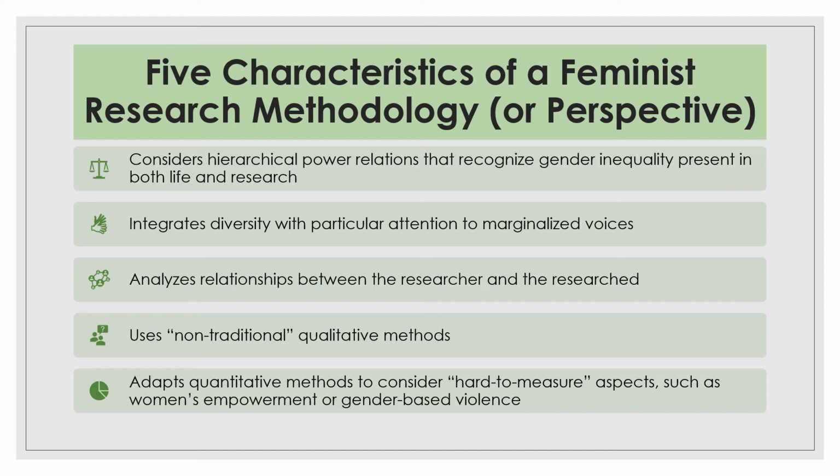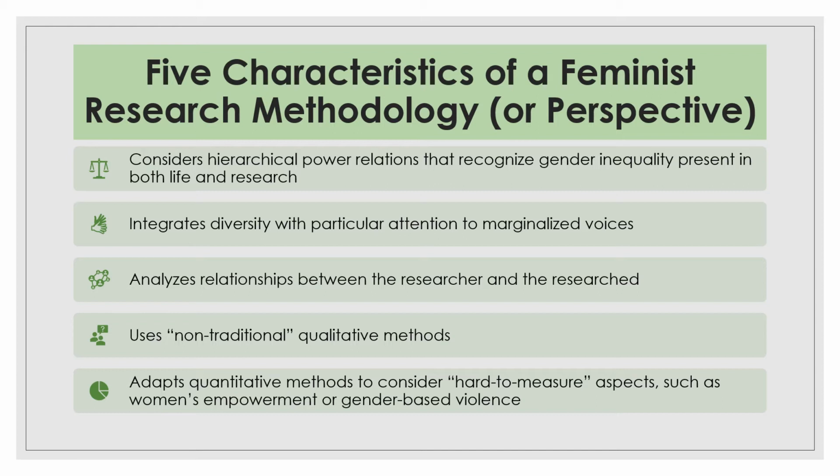So there are 5 characteristics of a feminist research methodology or perspective, to borrow from the interview you just watched. It considers hierarchical power relations that recognize gender inequality present in both life and research. It integrates diversity with particular attention to marginalized voices. It analyzes relationships between the researcher and the researched. And this is really important if we think about a feminist research methodology as a focus on perspective, thinking not only about the subject, but the ones who are conducting the research about the subject.